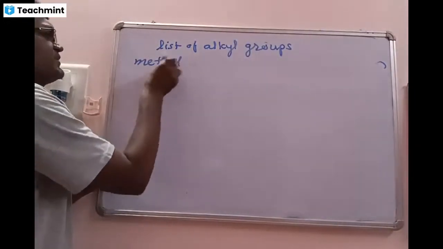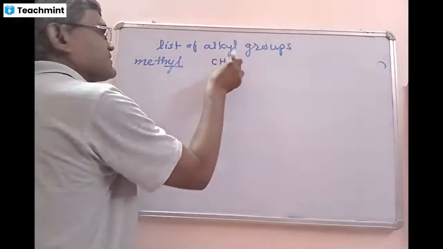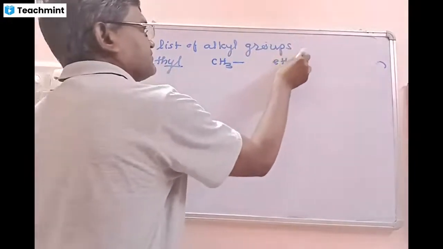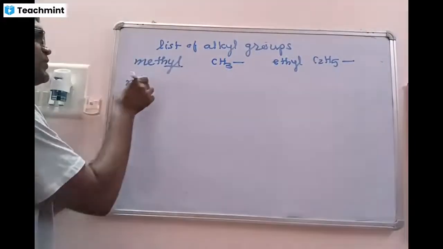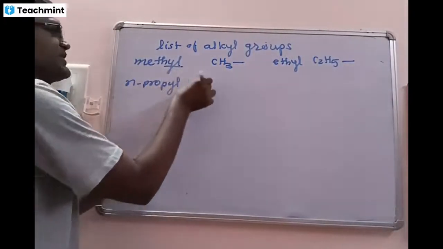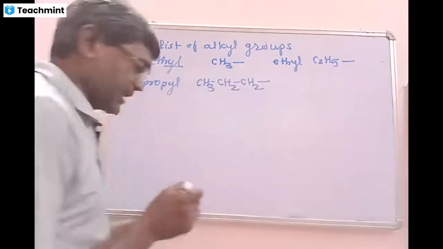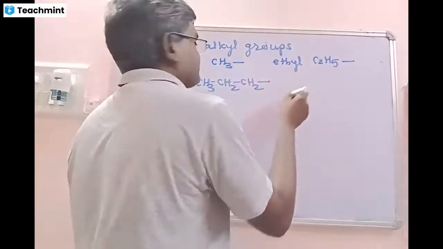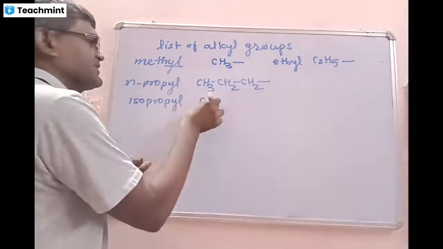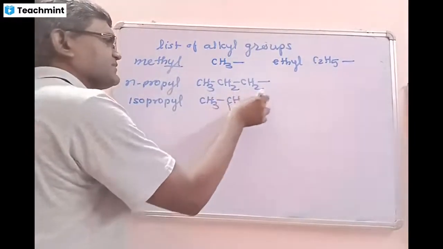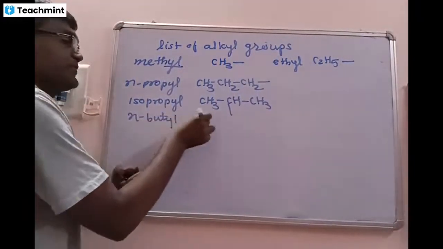How the name is? That ANE from the name of alkane is replaced by YL. We have the another one, ethyl, that is the C2H5 dash. Then you can have that N-propyl. So here it is a CH3, CH2, and CH2. That will be the N-propyl. Similarly, you can have isopropyl, then that is like this. Then we have that N-butyl, that is obtained from butane.